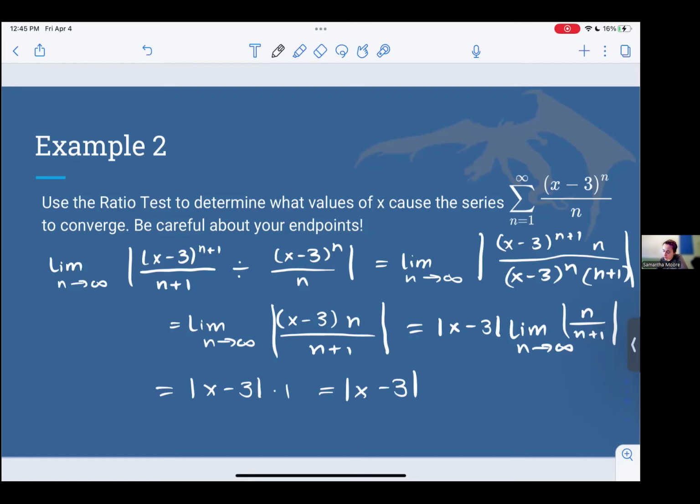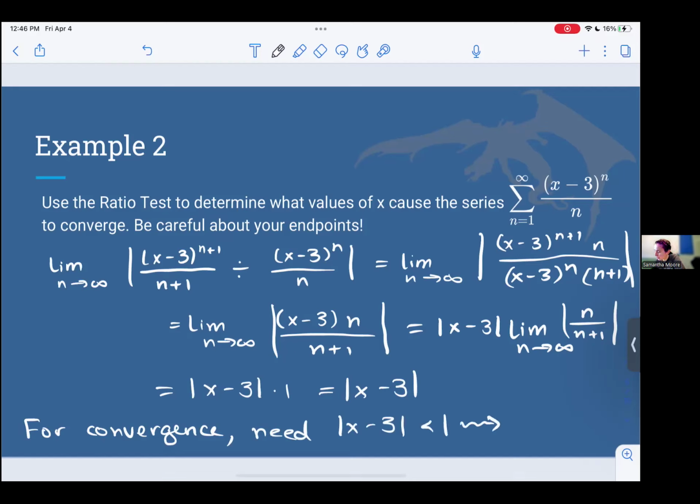So for convergence, we thus need the absolute value of x minus 3 to be less than 1, i.e., x has to be between 2 and 4 to guarantee convergence strictly from the ratio test. Notice that I have open parentheses because I had a strict less than, so I don't want to include x equals 2 and x equals 4 yet.